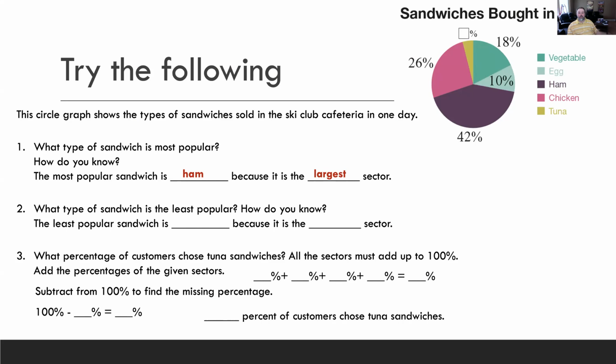What type of sandwich is the least popular? Well, it looks like this little section here is the least popular. So that's tuna, and yep, that's tuna. And I know that because it's the smallest sector.